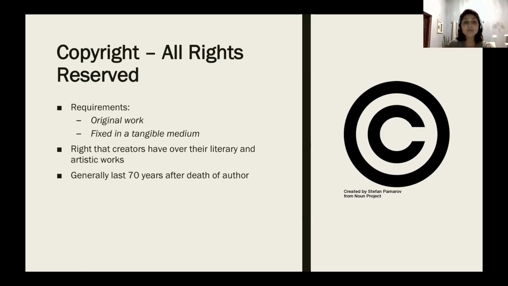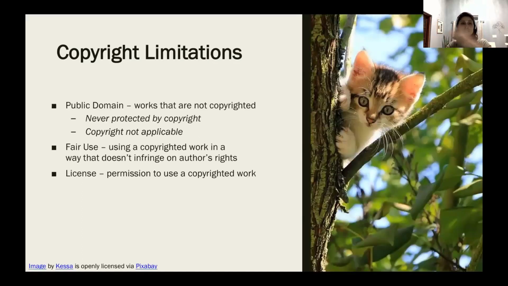Now, what is the requirement for anything to be listed under copyright? It should be original work. It should be fixed in a tangible medium, not imaginary. These are the rights that creators have over their literary and artistic works. Any copyrighted material could last for 70 years after the death of the author. So even if the author dies, until 70 years after death, the copyright will still be held by that author. Now, these are some of the limitations: if something is publicly available, or under fair use, etc., it is not copyrighted.